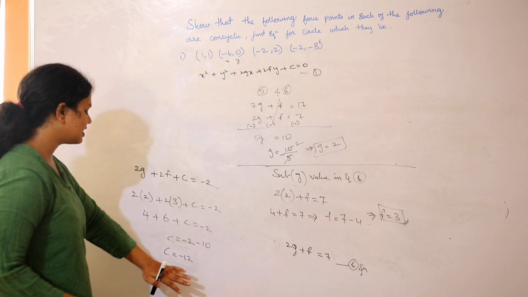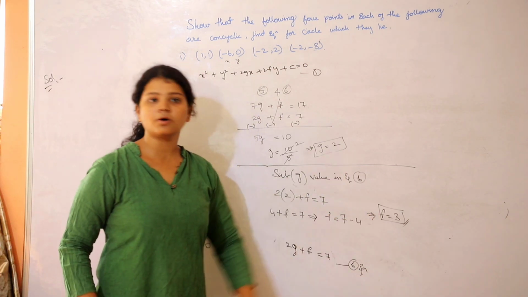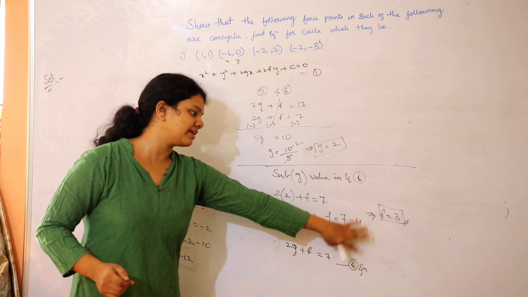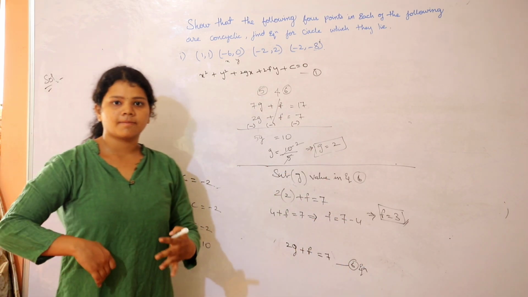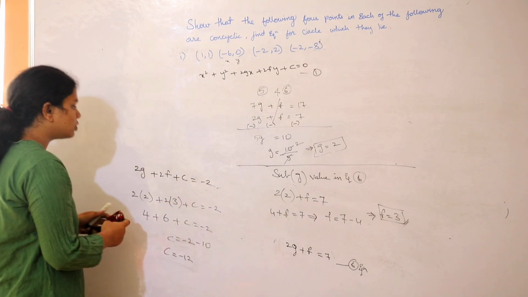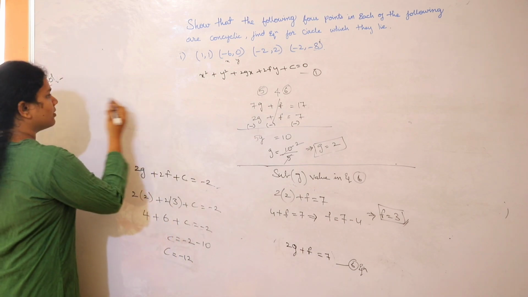So here you are having C equals to minus 12, G equals to 2, and F equals to 3. Clear? Now we got C value, G value, and F value. Now what is the leftover process, the remaining process? The process is just substitute, guys. Substitute G value, F value, and C value in the given equation.